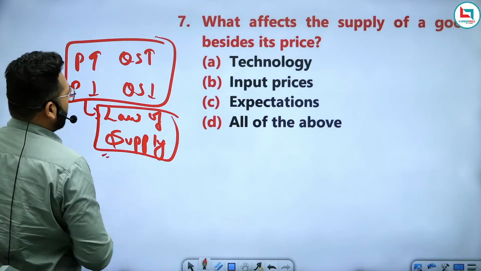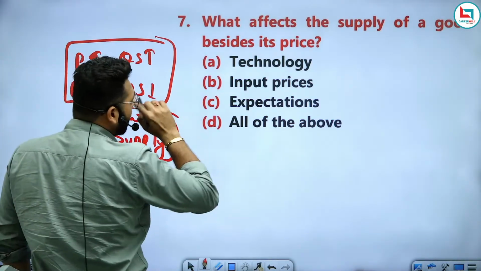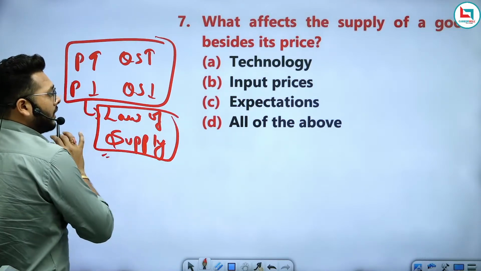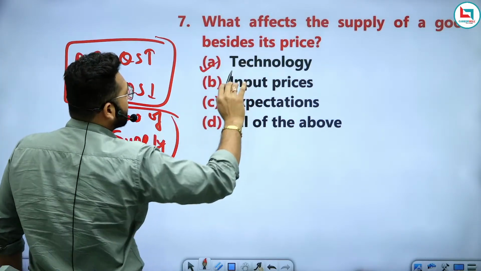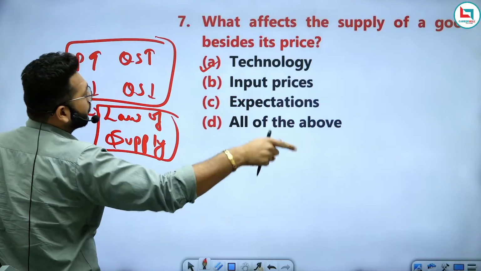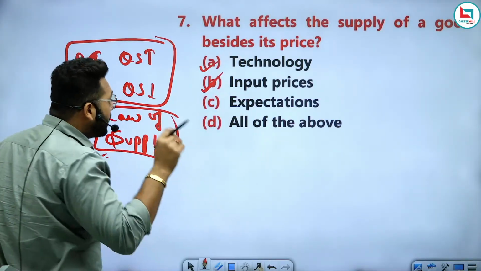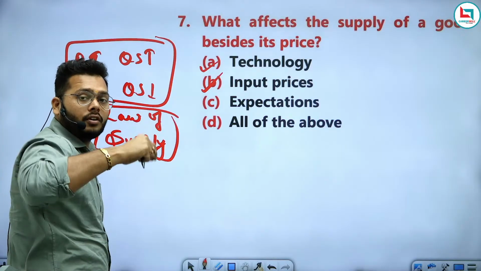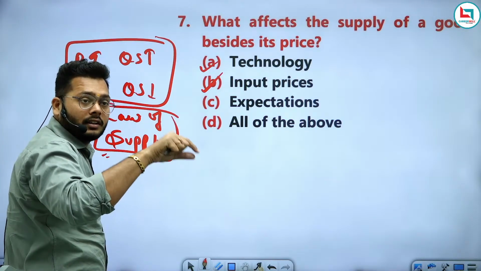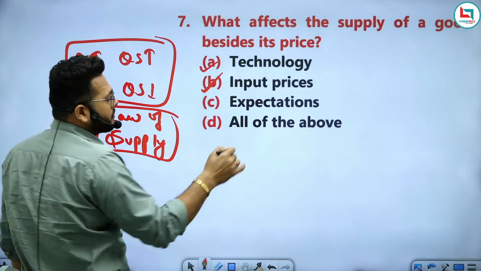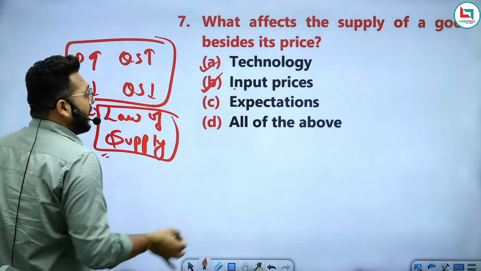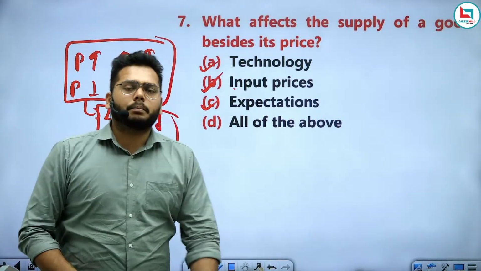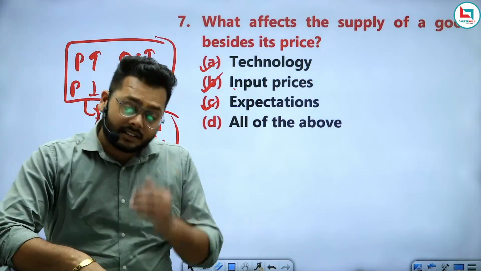So tell me, the question here is not talking about the price. It is talking about whether a change in technology will affect the supply. If there is a change in input prices, there is a difference between input prices and price. Input prices means cost, the production cost. Do expectations also affect the quantity supplied by the producer? Yes, definitely it will affect.